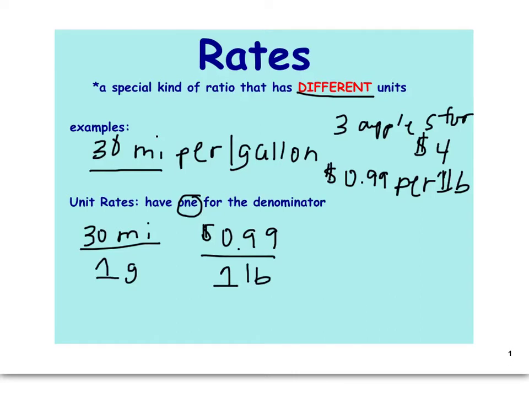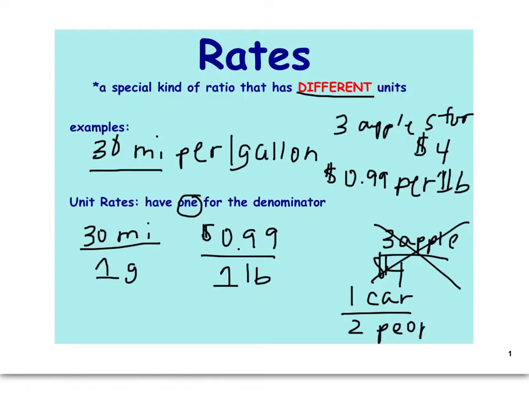That's what distinguishes it. 3 apples for $4. Well, if I wrote that as a fraction, notice my denominator would be a 4. So that's not going to be an example of a unit rate. It is a rate, but it doesn't fall under the category of unit rate. If I had something like 1 car for 2 people, notice I have a 1 here, but where's my 1 located? It's found at the top in our numerator, so that again is not going to be an example of a unit rate. It's a rate itself, but not a unit rate. Unit rates must have a 1 in their denominator.